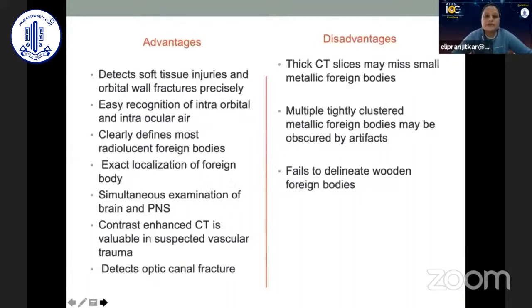Advantages: it detects soft tissue injuries and orbital wall fractures precisely. It has easy recognition of intraorbital and ocular air. Clearly defines most radiolucent foreign bodies, also has exact localization of foreign body. We can also do simultaneous examination of brain and paranasal sinus. Contrast-enhanced CT is valuable in suspected vascular trauma. It also detects optic canal fractures. However, thick CT slices may miss small metallic foreign bodies, and multiple tightly clustered metallic foreign bodies may be obscured by artifacts, and it fails to delineate wooden foreign bodies, where MRI is important.